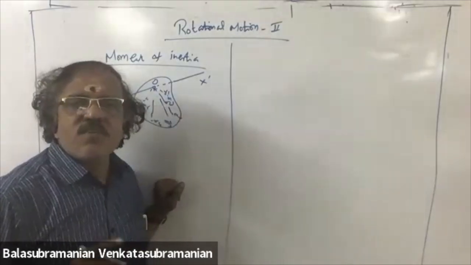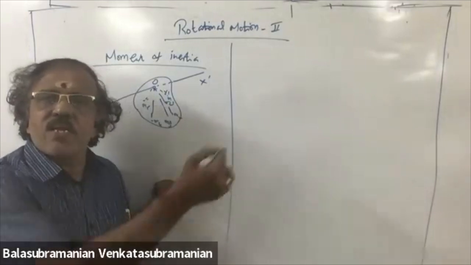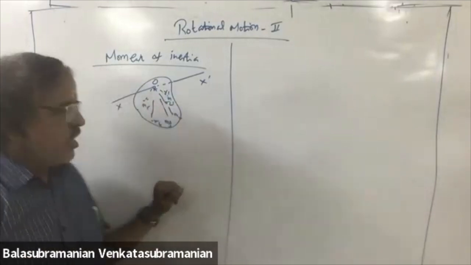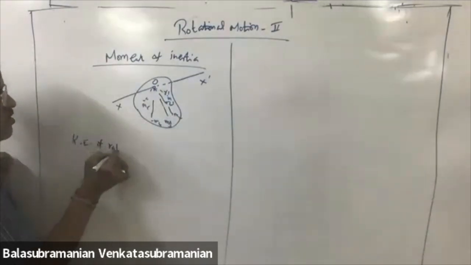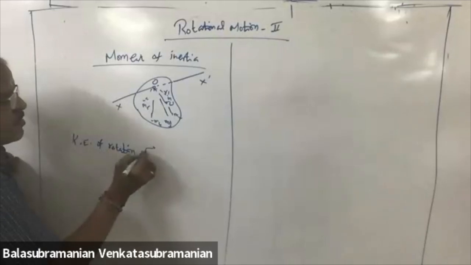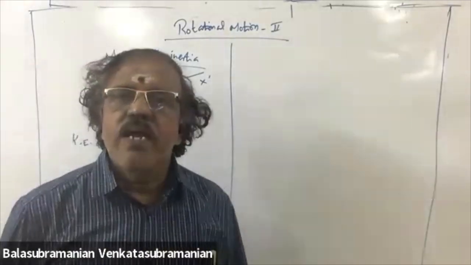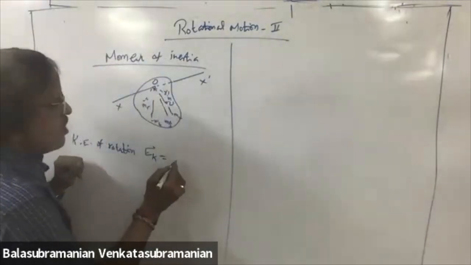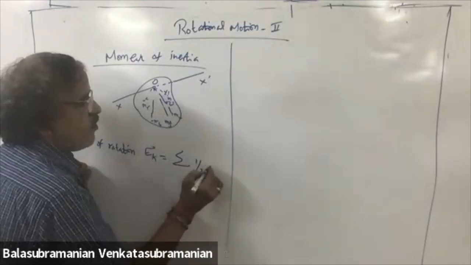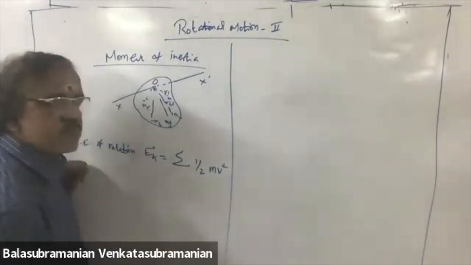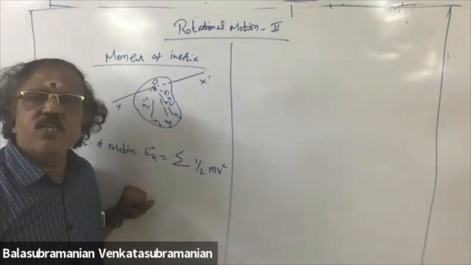R1 is the distance of the first particle from the axis of rotation, R2 is the distance of the second particle, etc. You calculate the kinetic energy of rotation, EK. The basic kinetic energy formula for all the particles is sigma half mv square. For one particle it is half mv square, and for all the particles, sigma half mv square.